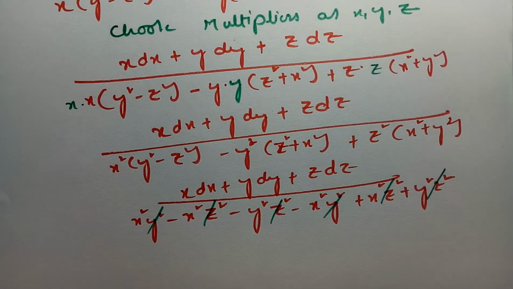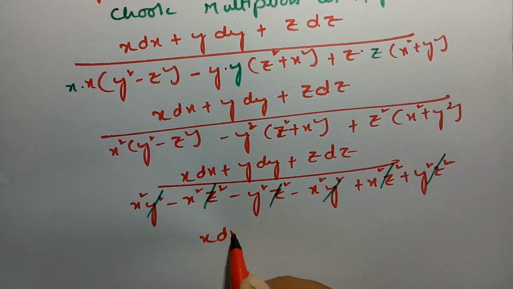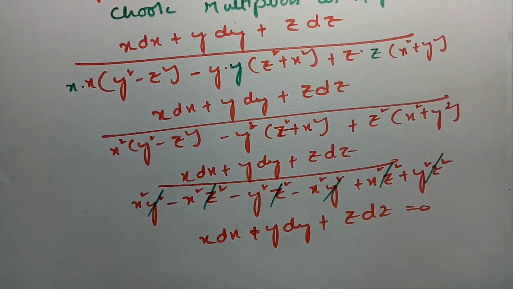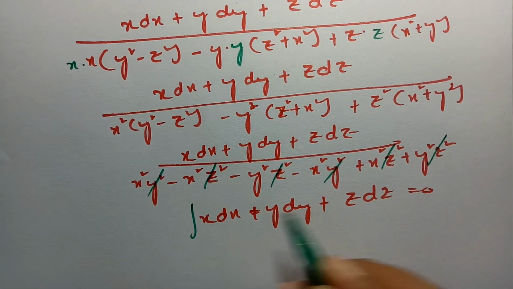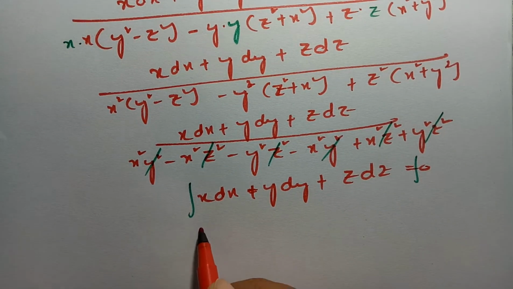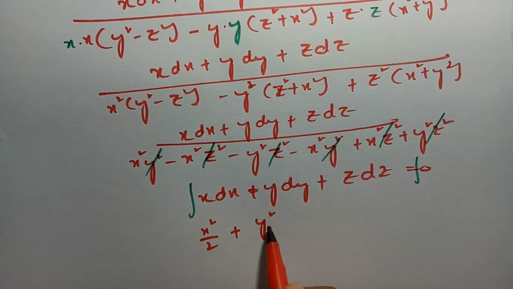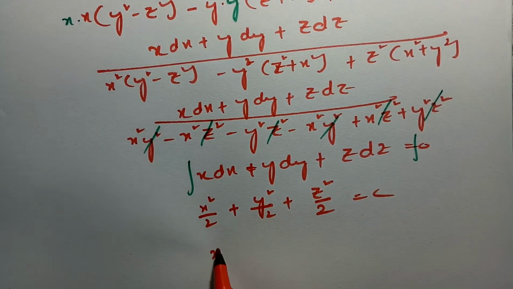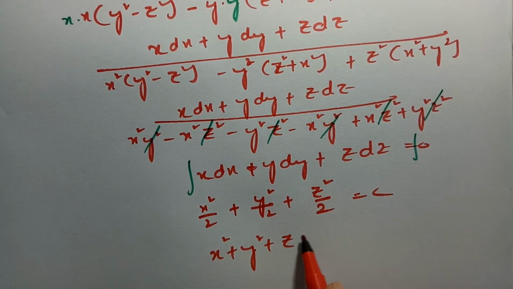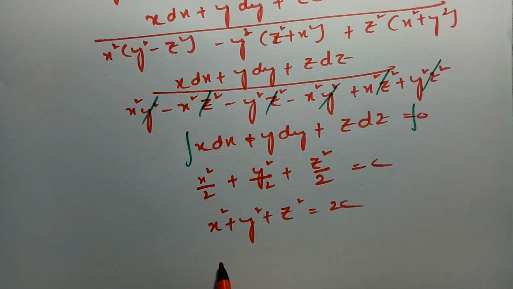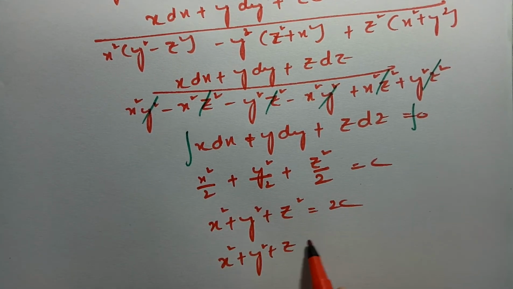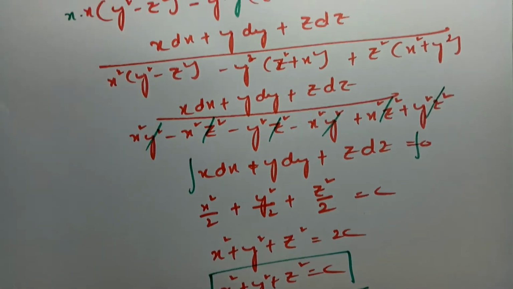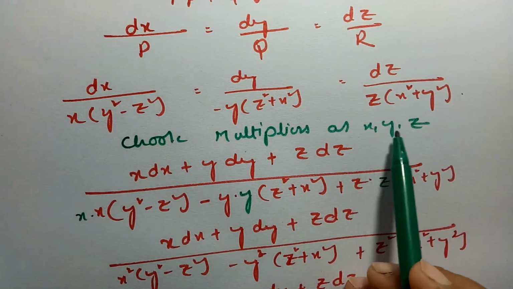If I got the denominator as 0, so definitely I can solve this equation. The numerator x dx plus y dy plus z dz is equal to 0 after integrating on both sides. For x it will be x squared by 2, for y it is y squared by 2, and for z it is z squared by 2, is equal to some constant. I took 2 as common as LCM, then x squared plus y squared plus z squared is equal to c. So x squared plus y squared plus z squared is equal to c is the first solution. So I got one solution after taking the multipliers as x, y, z.